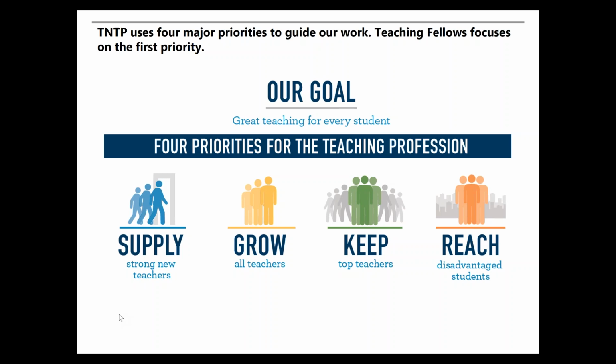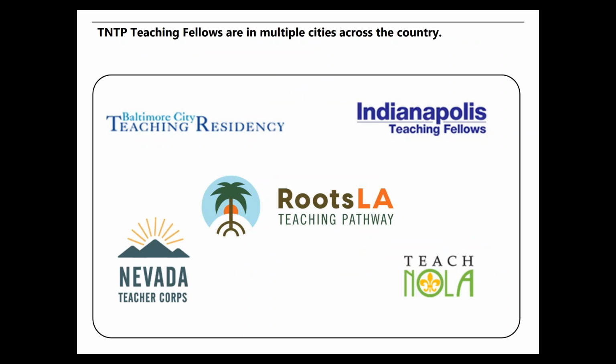Now, we have 5 programs across the United States for the summer's cohort. We're in Baltimore, Indianapolis, Las Vegas, Los Angeles, and New Orleans. Each of our programs prepare teachers for the students in some of our most disadvantaged communities, where we see systemic inequities and prejudices denying too many children access to great education.